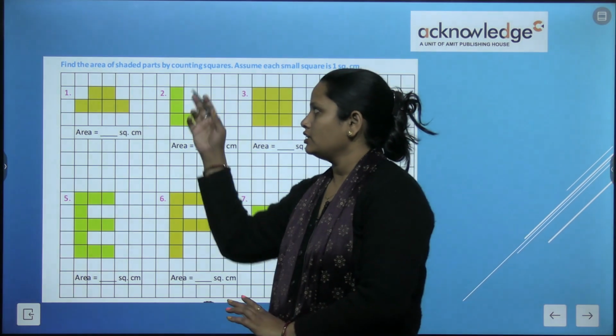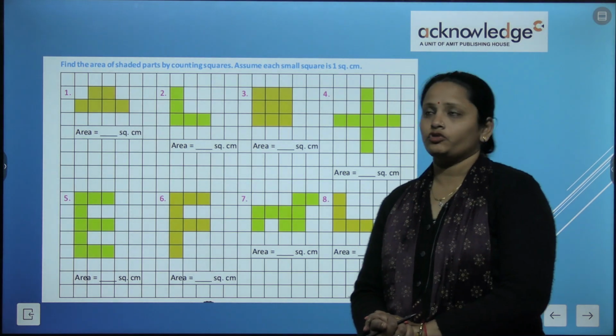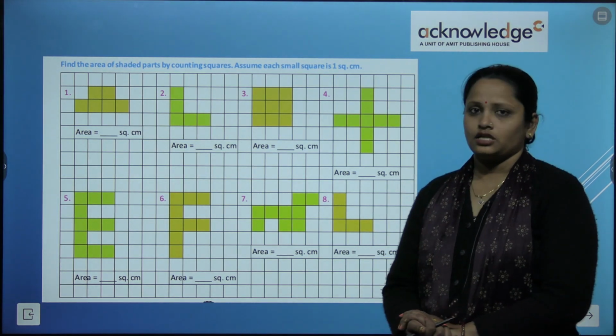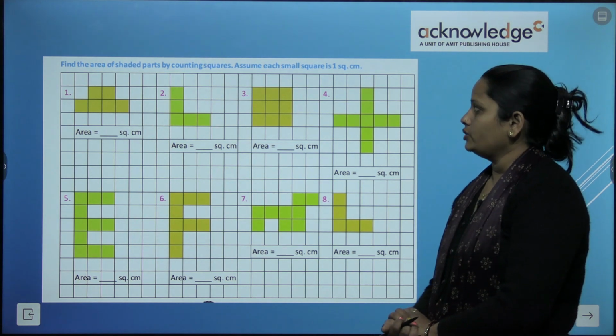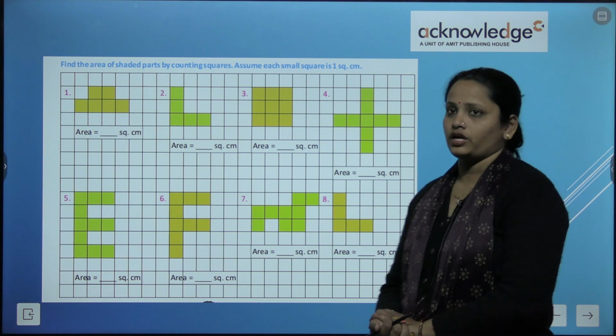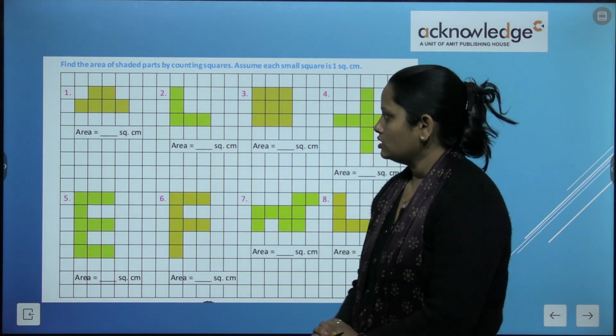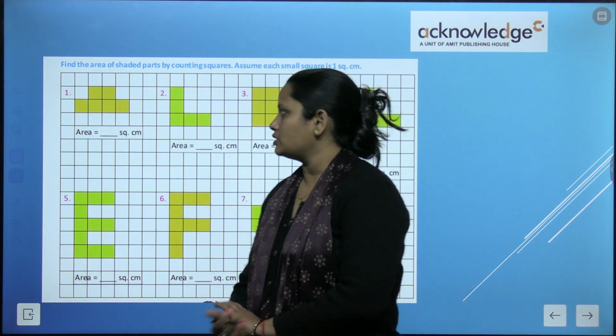Here you can see a figure is given. We have to find the area of the shaded parts. ये जो shaded part है उनका area हमें निकालना है. By counting squares, assume each square is 1 square centimeter. So हर एक square जो है 1 square centimeter है.